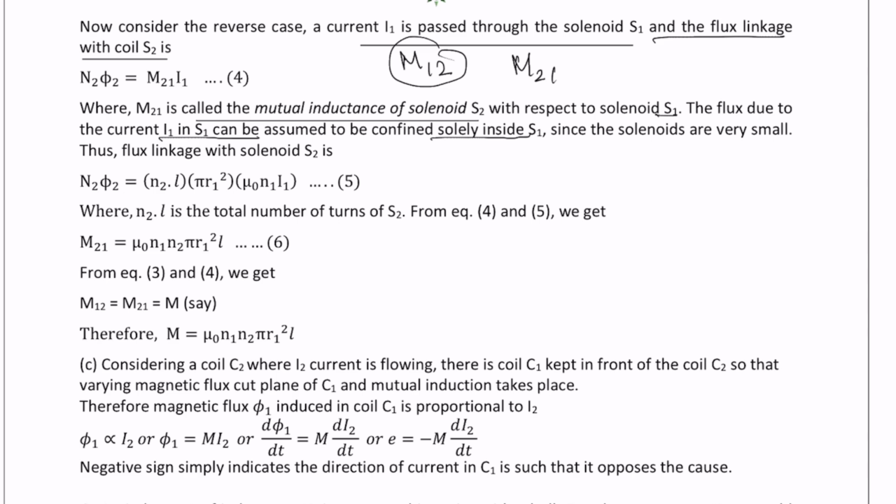Since the solenoids are very long, the flux linkage with solenoid S2 is similar to the earlier case. N2 phi2 is this much. What is n2? n2 is the number of turns per unit length. We have taken the length the same, so the total number of turns will be the number of turns per unit length into the total length of the solenoid.